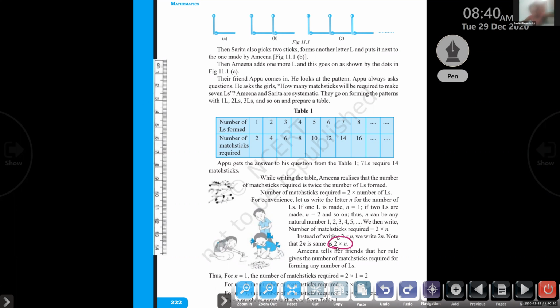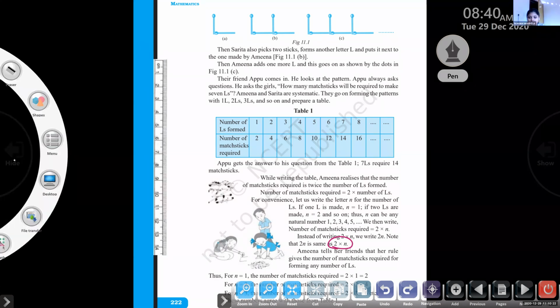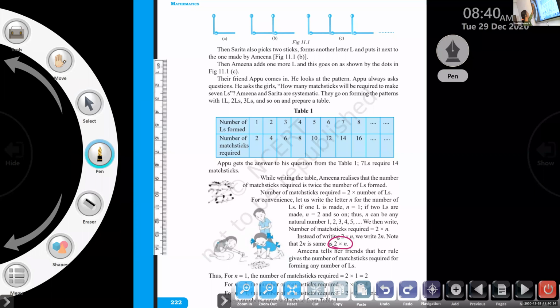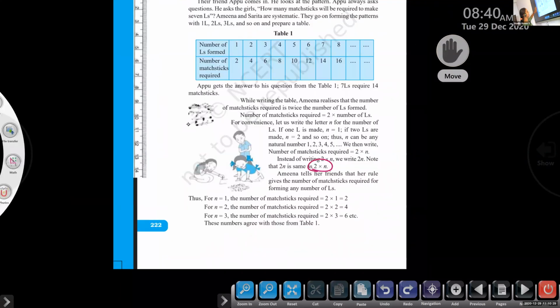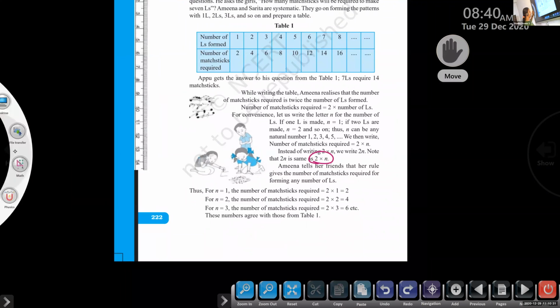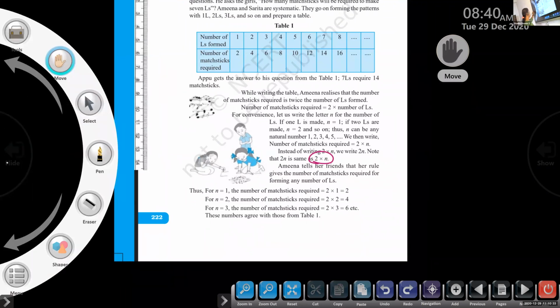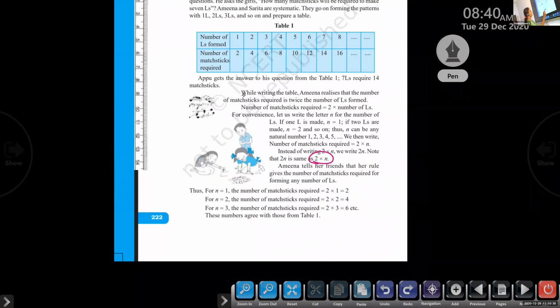2 into N. That N is the number of L's being formed. So the general formula is 2N. 2N means 2 into N. Can you see? 2N, 2 into N. So this is 2 into N. 2 into N is 2N.